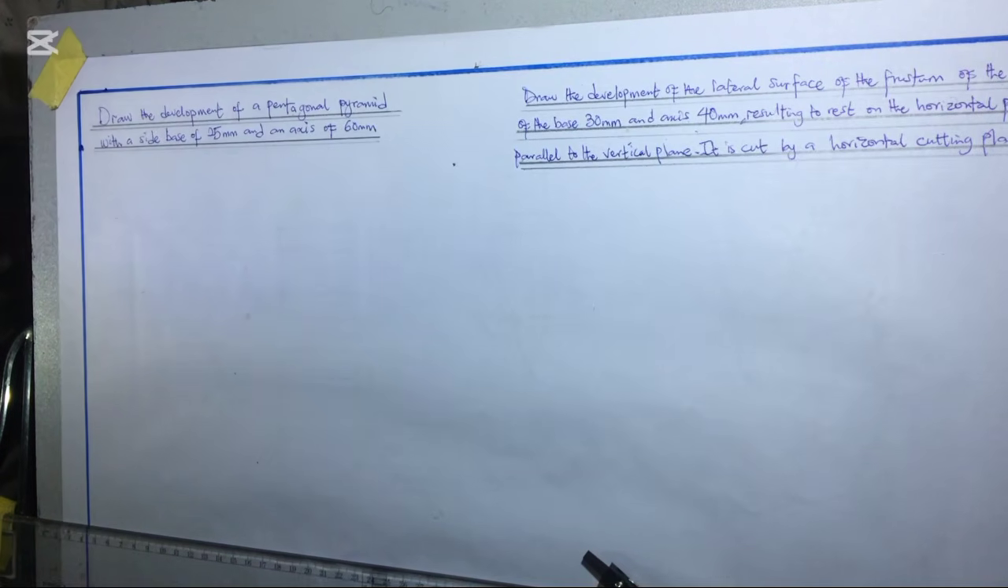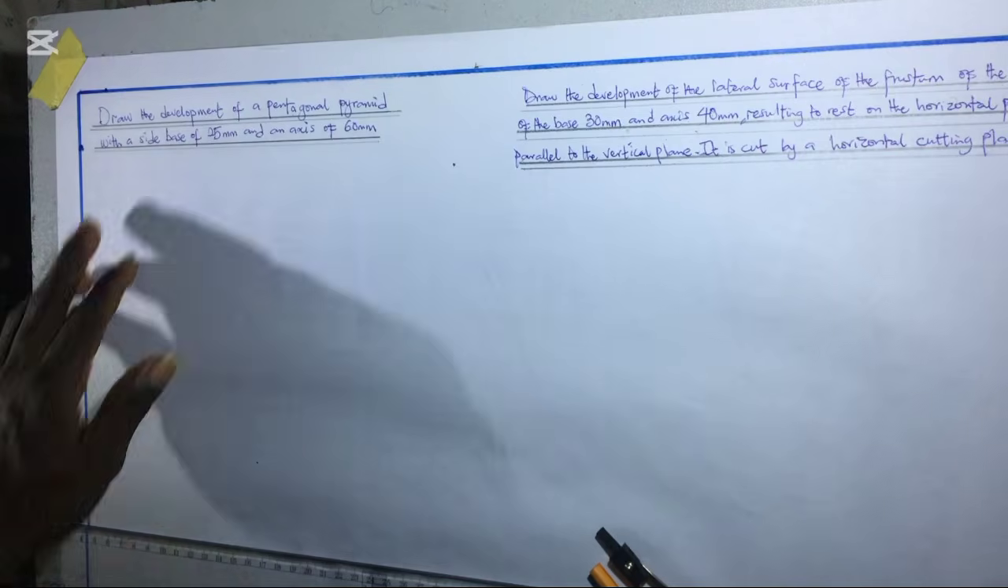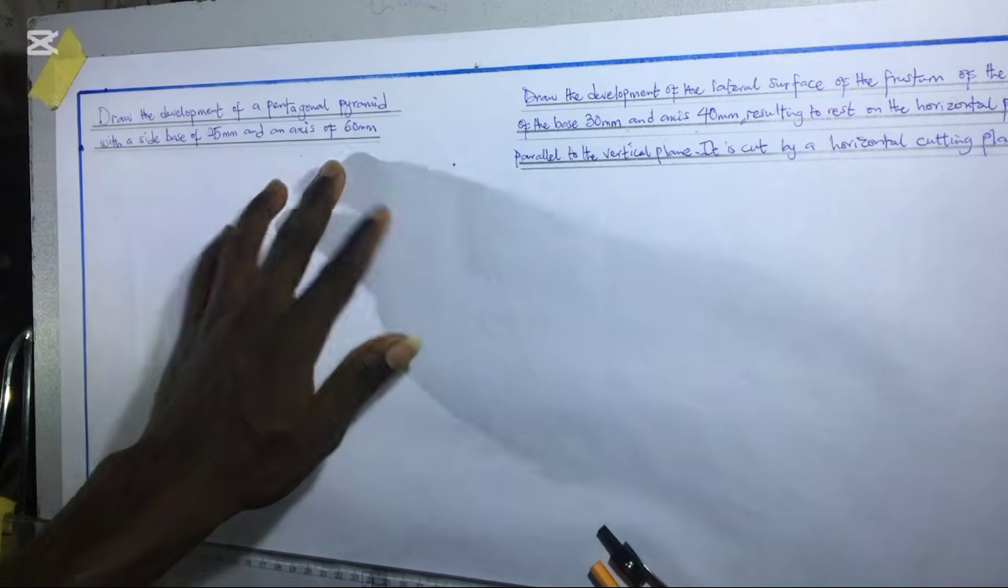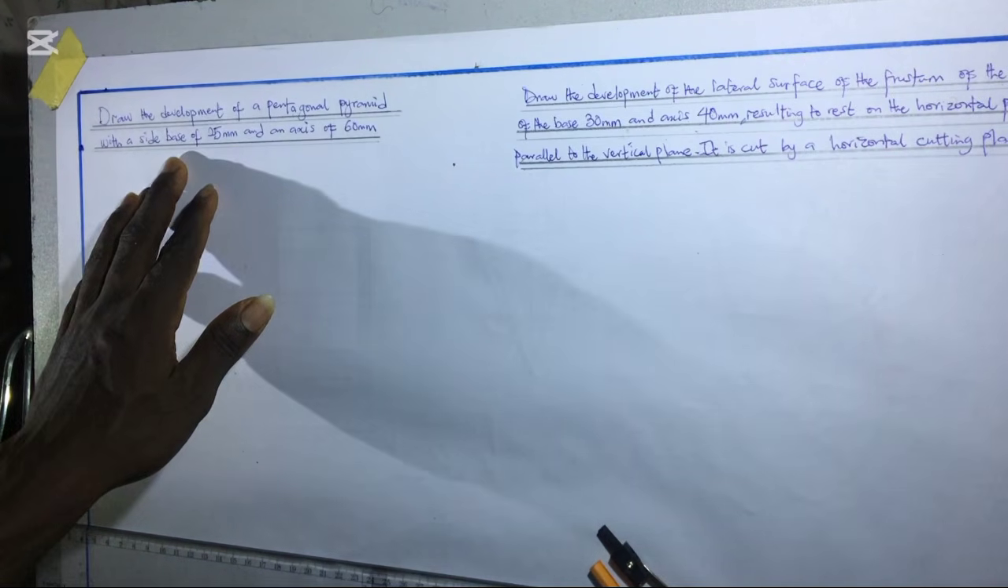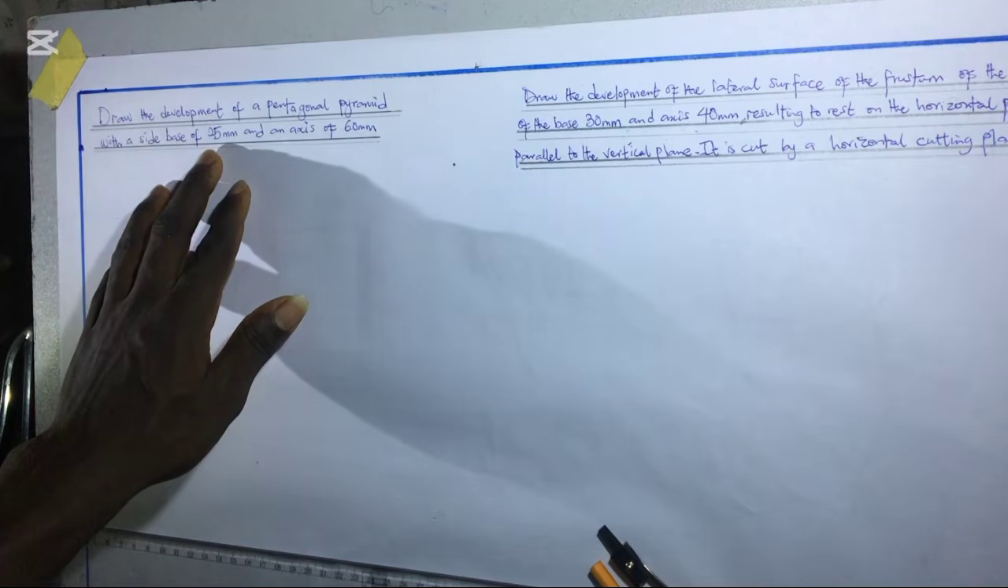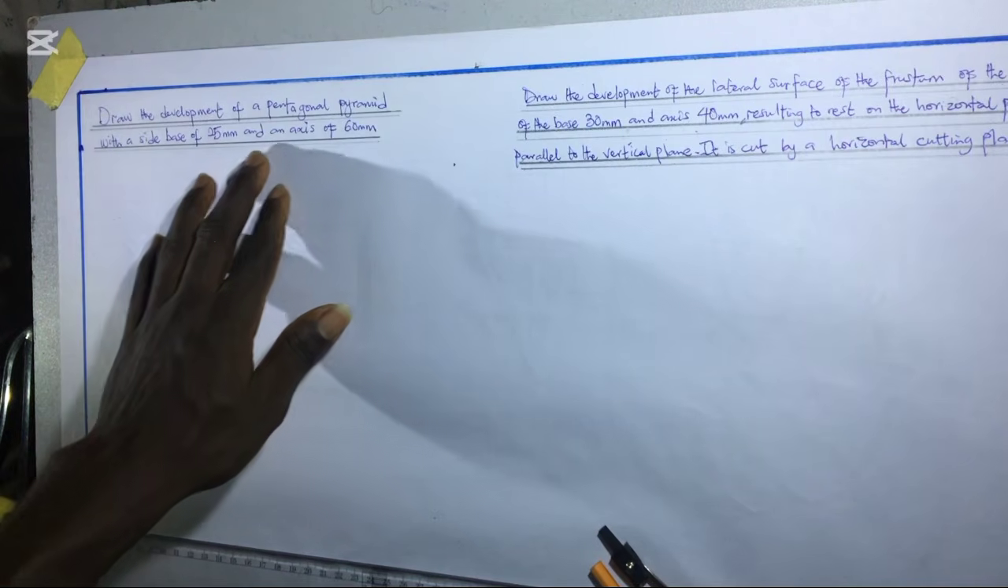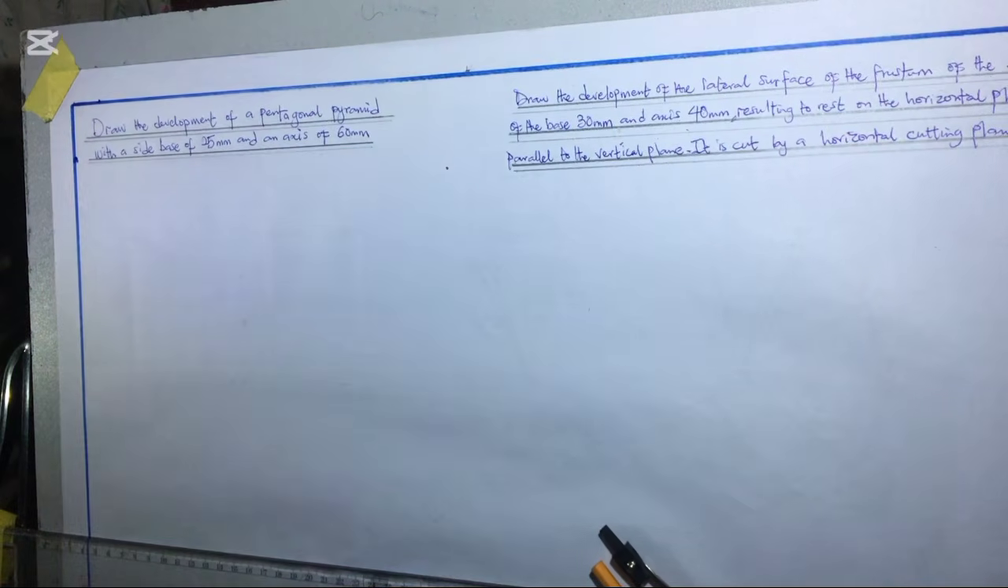Hello and welcome to this video of engineering drawing. We are going to be dealing with lateral view and development of prisms and pyramids. So firstly, we are asked to draw the development of a pentagonal pyramid with a side base of 25 mm and an axis of 60 mm.